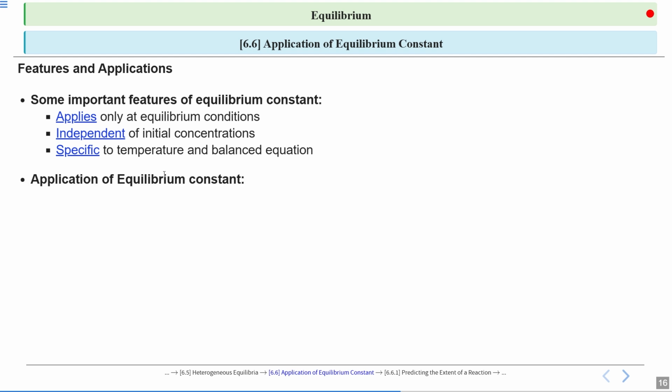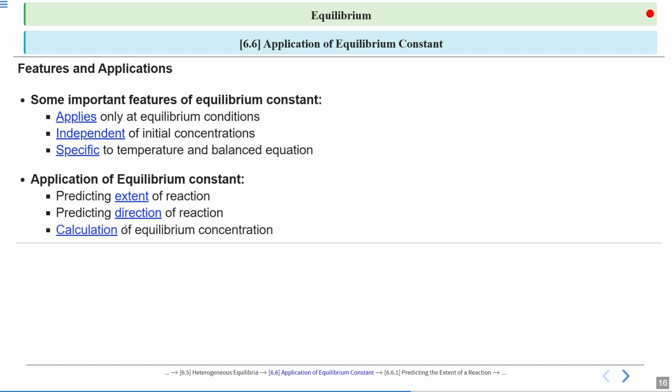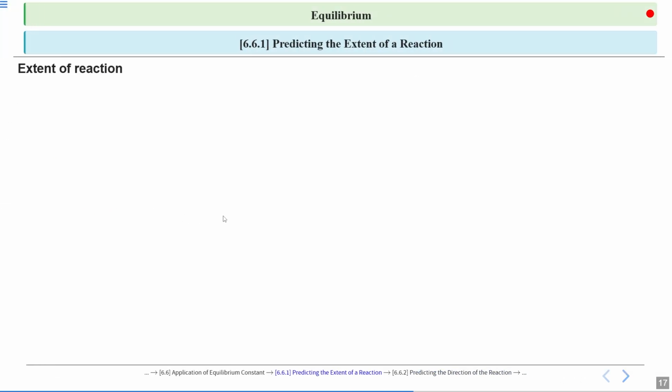Moving on to the application part. First of all, it helps us in predicting the extent of reaction, and we will see how it is helping us. Second, it helps in predicting the direction of reaction. If you know the extent, you can predict the direction. And third, it helps us in calculating the equilibrium concentration, and it's very easy. You will see a table to do the same. So first, we will start with the extent of a reaction.